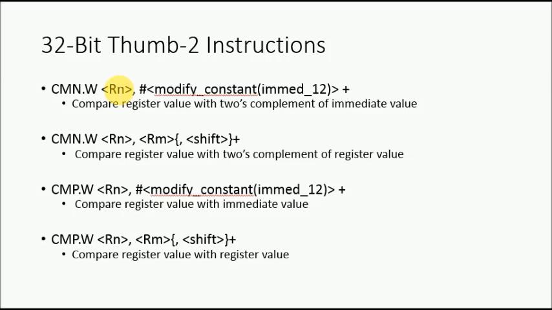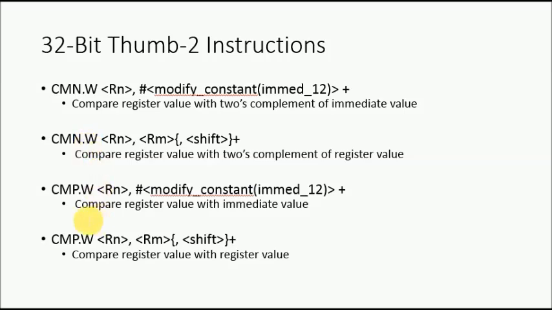CMN.W Rn, Rm, shift. Here we have to compare the register value with the 2's complement of the register value. Now this register value is calculated using the shifting operation to the left. The instruction affects the flag register, although we are not inserting S here.